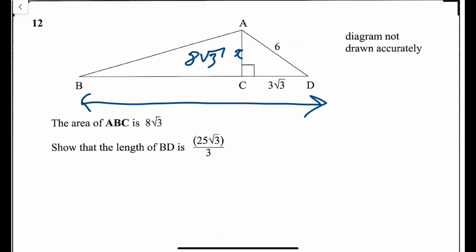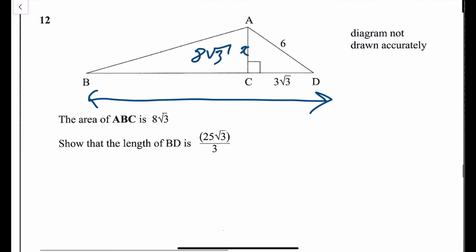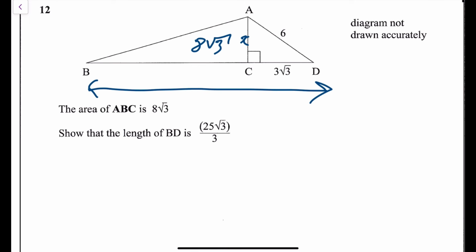Why am I finding this height x? I'm finding this height x because it tells me the area of ABC. The area is a half times base times height, and I don't know that height, so that's my thinking. To find x in this triangle here, my hypotenuse is 6. 6 squared then equals x squared plus brackets 3 root 3 squared.